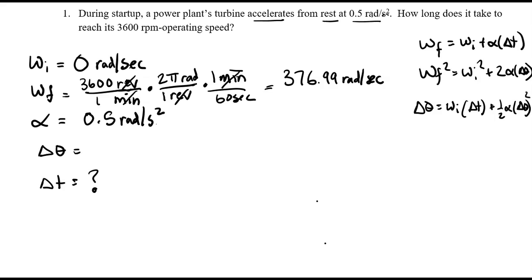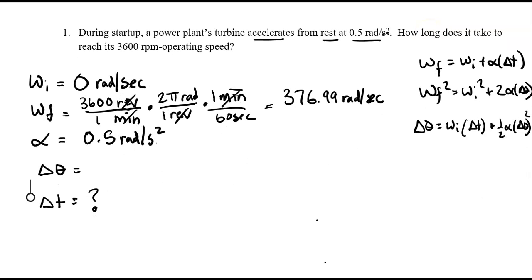Okay, so now let's pick our equation. So we have omega i, omega f, alpha, and t. I just go through from the top to the bottom. So the first one, oh my goodness, that was silly. Okay, we're back. Omega f, I know that. Omega i, I know that. Alpha, I know that. Delta t, I don't know. Perfect. There's only one unknown.